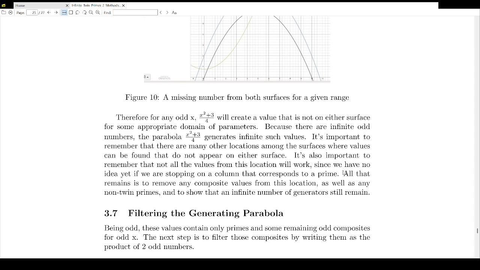We don't know if all of these will work yet, since we have no idea if we're stopping on a column that corresponds to a prime. This whole thing was based off this idea that we're looking for these trailing columns and trailing values in columns where that last column corresponded to a prime z in the very beginning. But what we have to do now is remove any composites from that location that are left. We've got it down to just odds, but we want the odds which aren't composite, i.e. the primes in this location, as well as non-twin primes, and show that an infinite number of these values still exist.